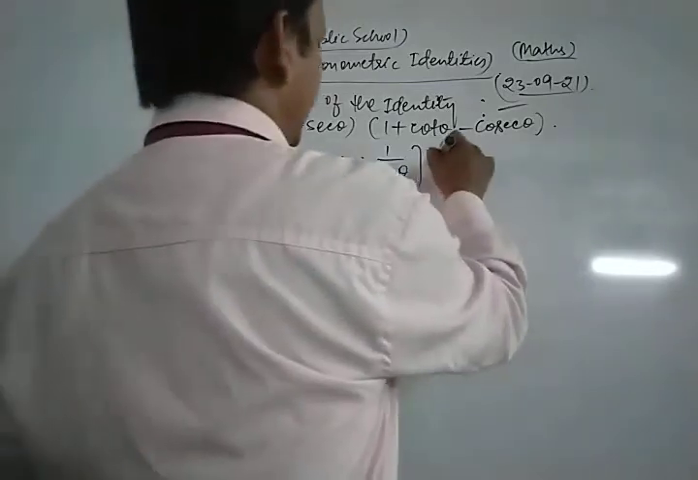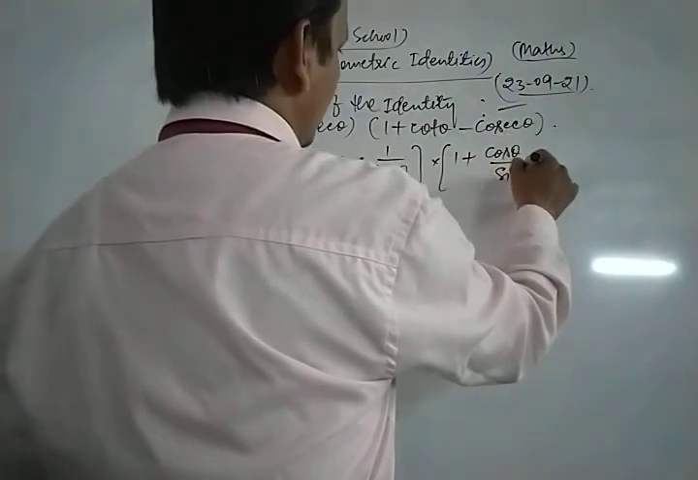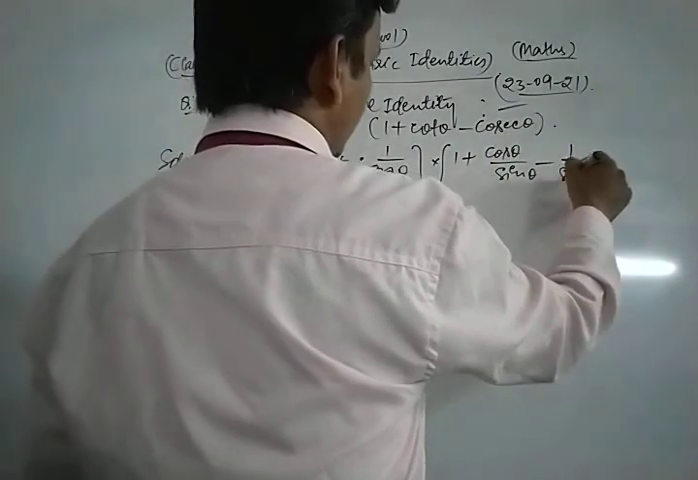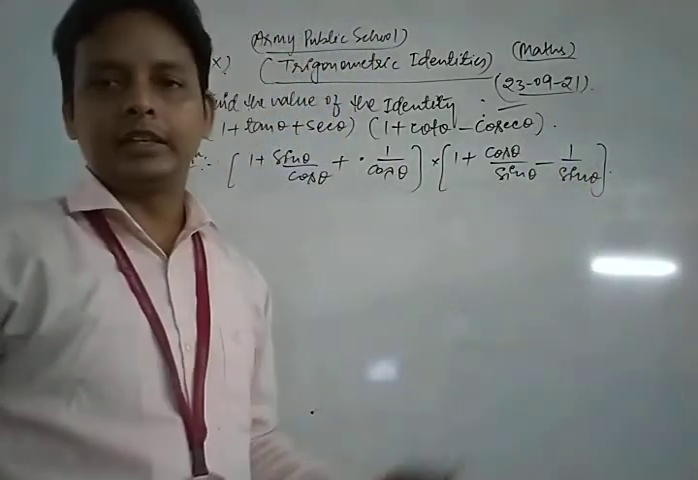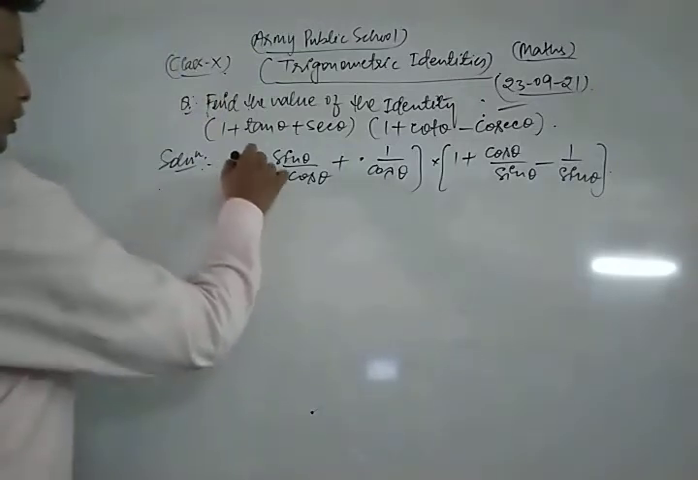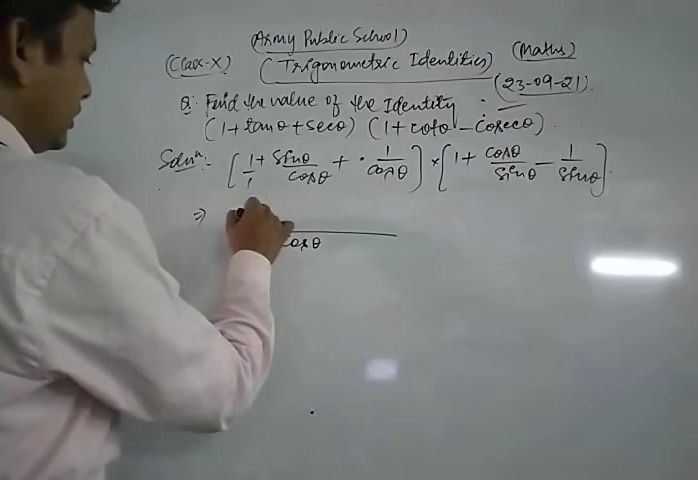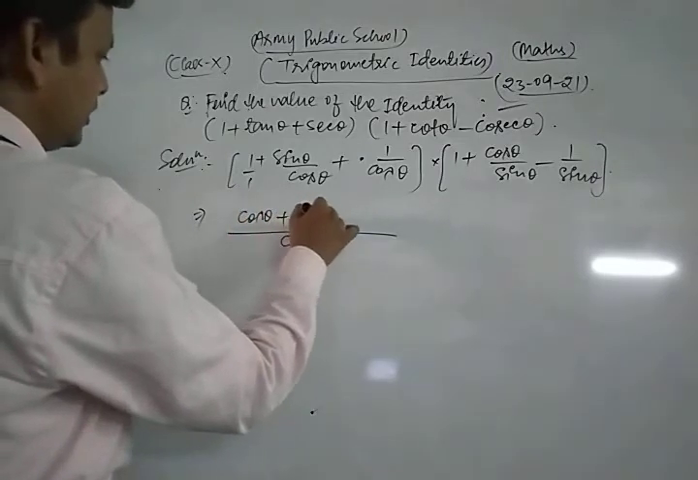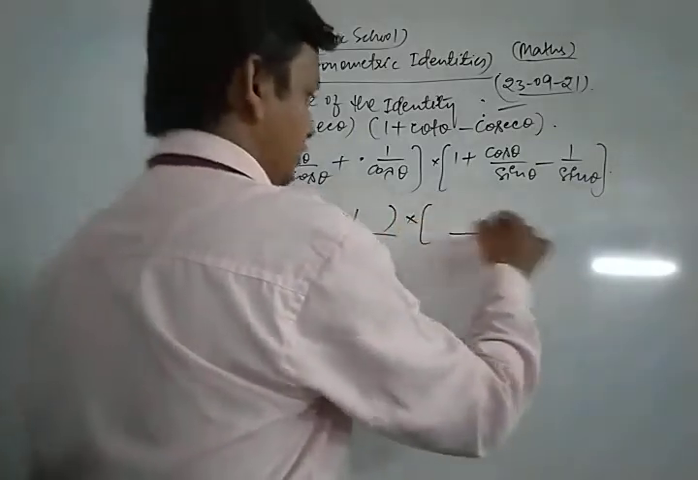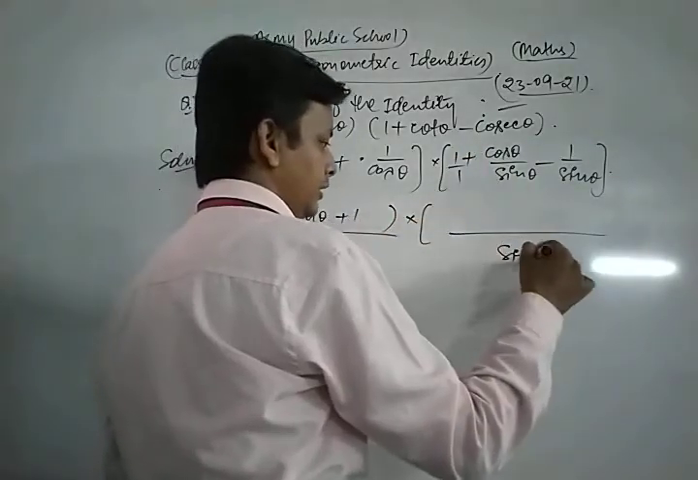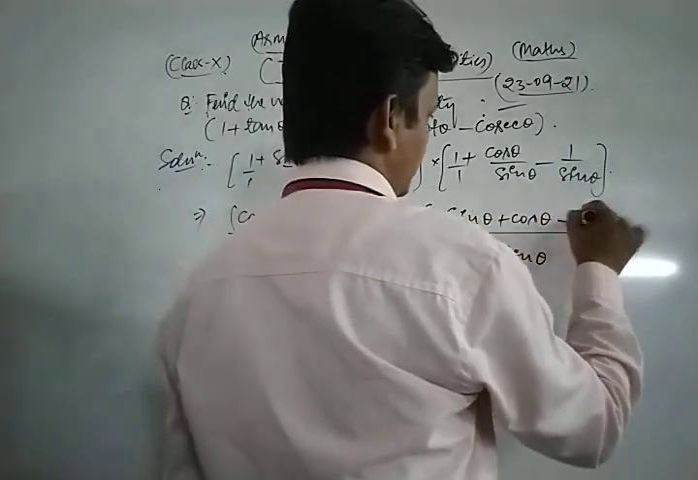Now here we can write 1 plus cos theta upon sin theta minus 1 upon sin theta. Okay, now we take the LCM of their denominators. From there we take the LCM as cos theta, so we get cos theta plus sin theta plus 1. Now in the other bracket we take the LCM as sin theta, so we get sin theta plus cos theta minus 1.